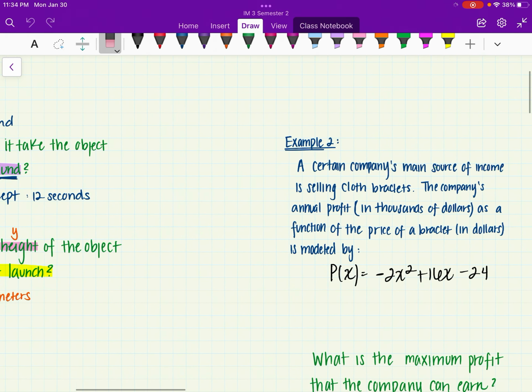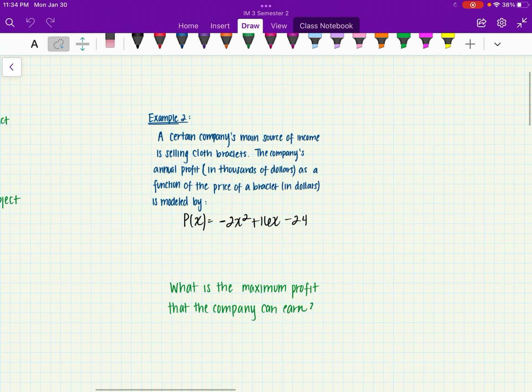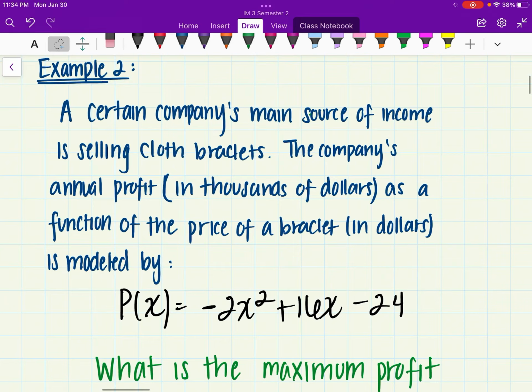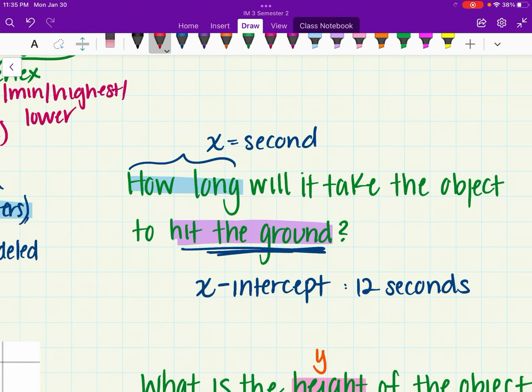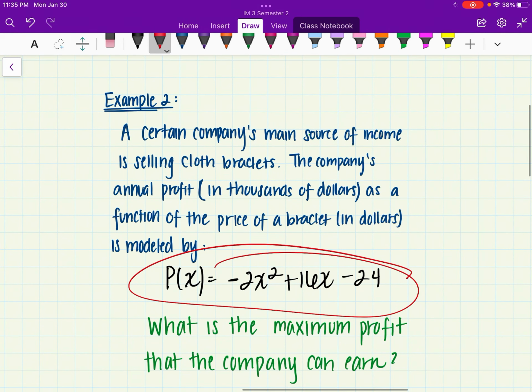Now, let's go ahead and take a look at the second example. In this case, guys, I'm not actually looking for an exact value. I'm looking for what they're asking for. It says a certain company's main source of income is selling cloth bracelets. The company's annual profit in thousands of dollars as a function of the price of a bracelet in dollars is modeled by our following equation. Once again, if you want to find the exact value, go ahead and graph this equation.